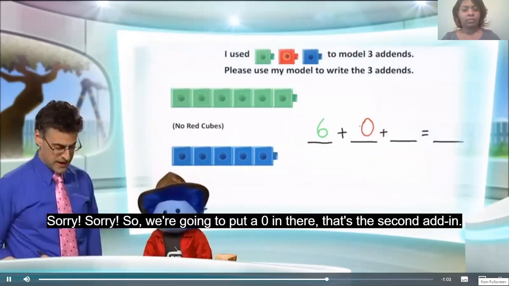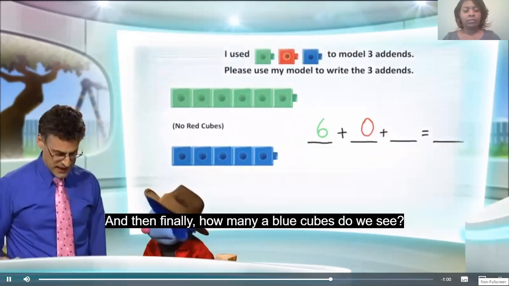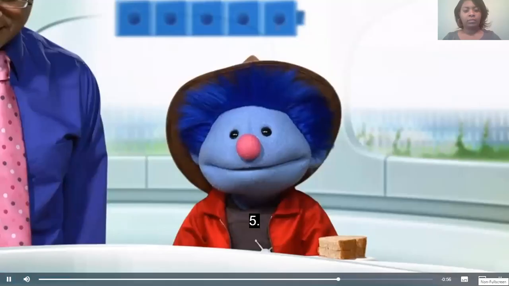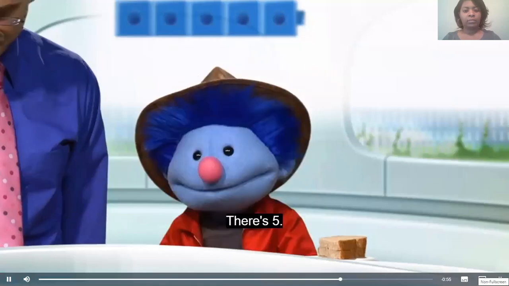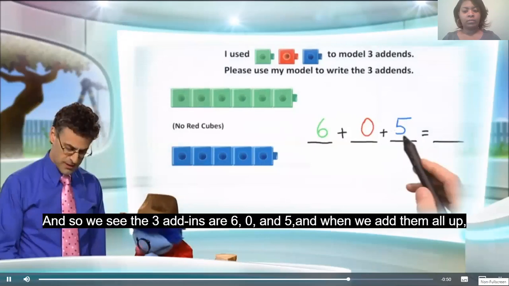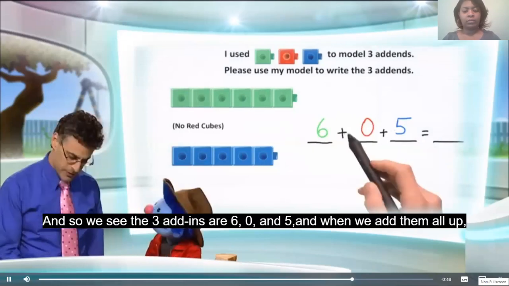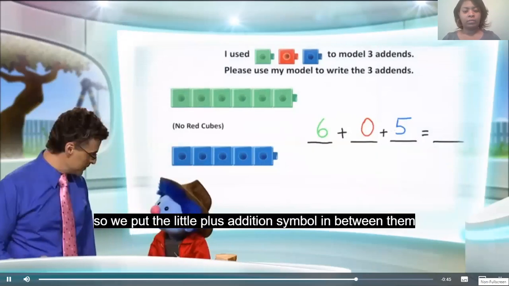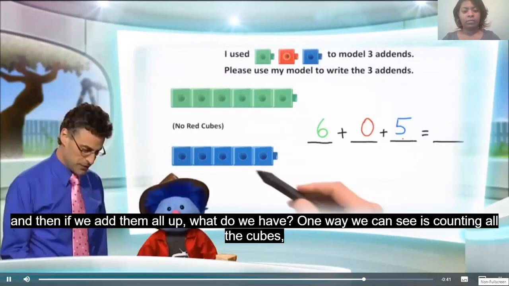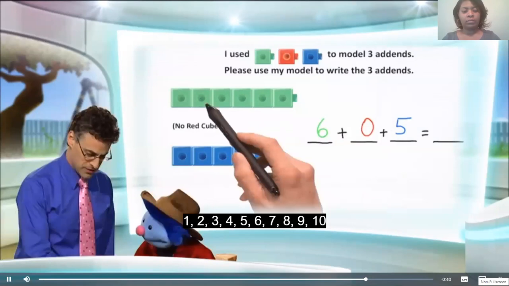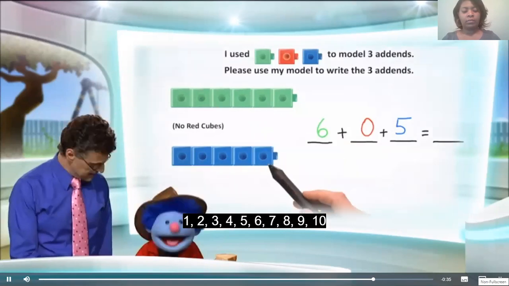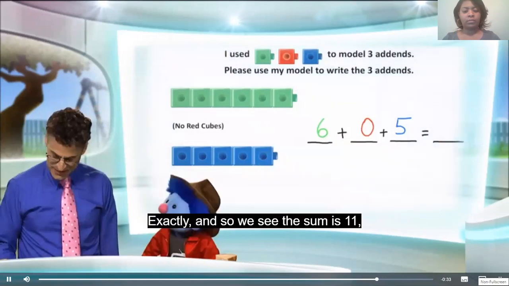That's the second addend. And then finally, how many blue cubes do we see? 1, 2, 3, 4, 5. There's 5. And so we see the 3 addends are 6, 0, and 5. And we put the little plus addition symbol in between them. And then if we add them all up, what do we have? Well, one way we can see is by counting all the cubes. 1, 2, 3, 4, 5, 6, 7, 8, 9, 10, 11. Exactly. And so we see the sum is 11.